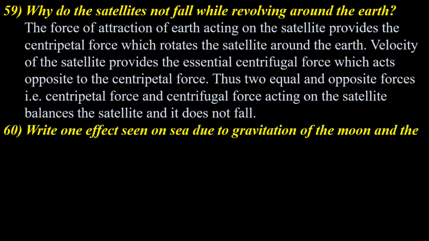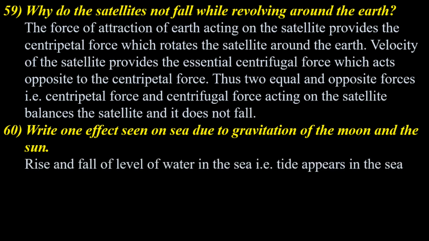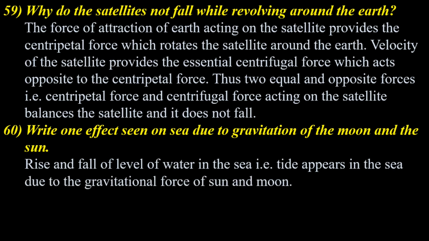Now next question. Write one effect seen on the sea due to the gravitation of the moon and the sun. Actually, this question is repeated, but in different examinations, and according to the SEE examination, the same question is asked in different ways. That's why the question is repeating in different ways. Rise and fall of the level of water in the sea, that is tide, appears in the sea due to the gravitational force of the sun and moon.